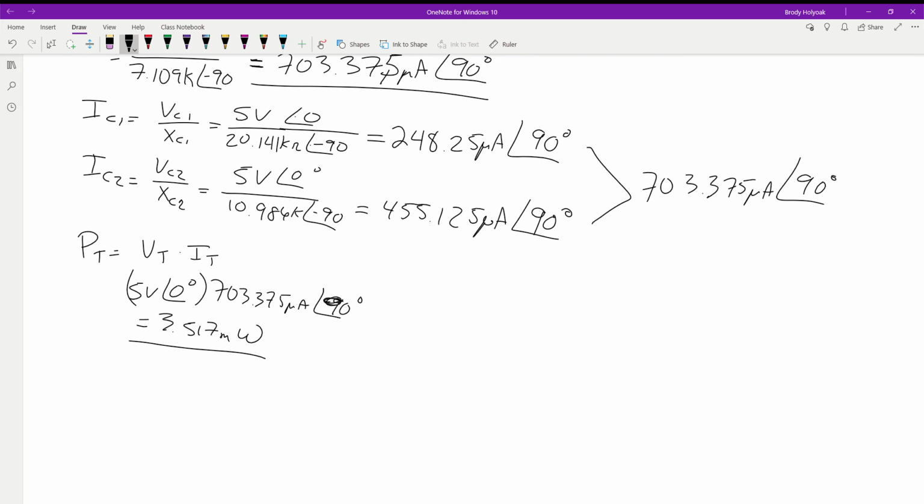We never modify. Reactance is reactance. It doesn't have a unit of peak to peak RMS or anything like that. It is what it is. The 90 degrees goes away because it's power. We don't care about the phase angle of power.